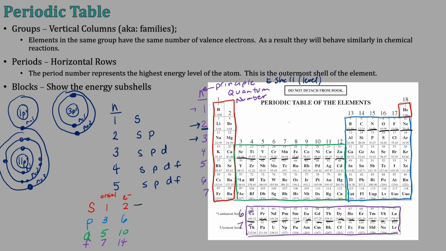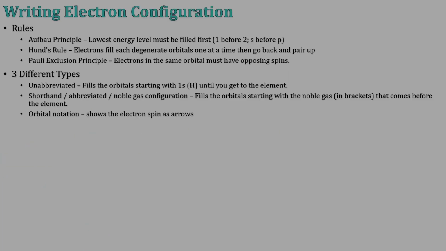So that's how you can remember these numbers. You just have to count the number of elements across the periodic table. And this makes electron configuration writing a lot easier. So there's a few rules for writing electron configuration.